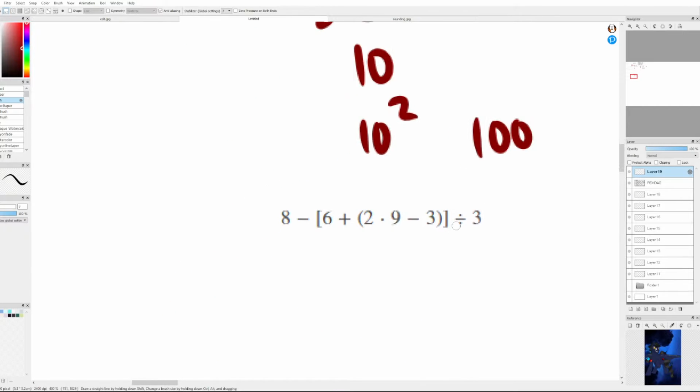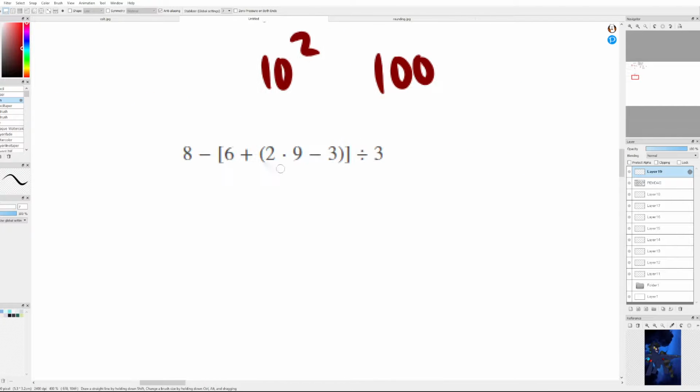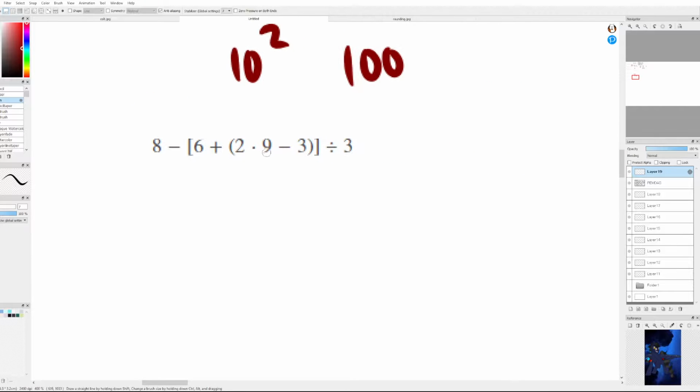We have another order of operations problem that we can look at. We have parentheses inside a parentheses. When there's a parentheses inside a parentheses, you work on the inner one first. We have multiplication and we have subtraction. So we're going to do the multiplication first. We have 18 minus 3, which is going to give you 15. 6 plus 15 is equal to 21.